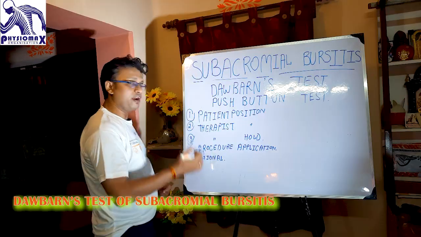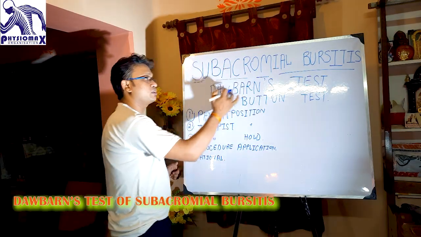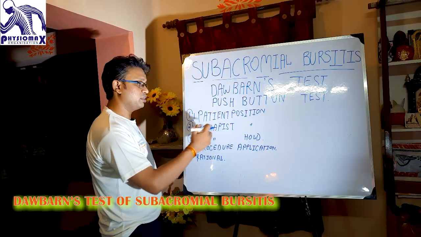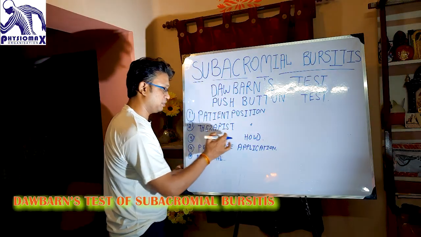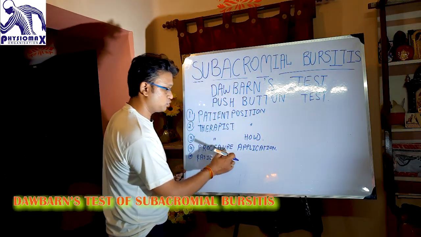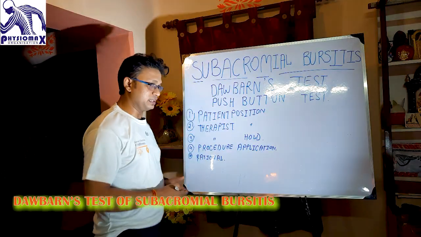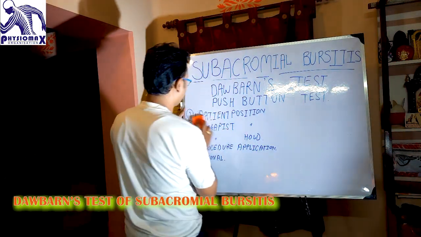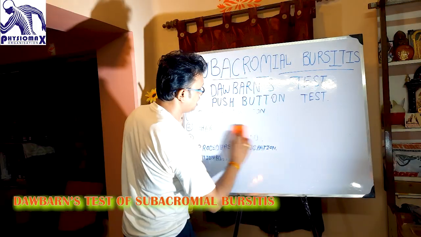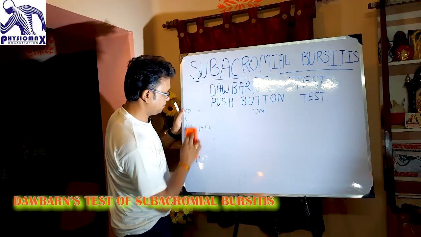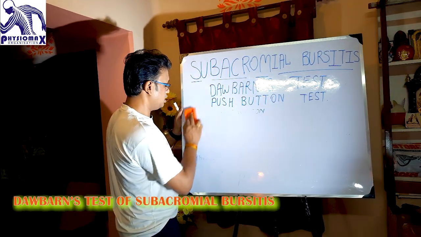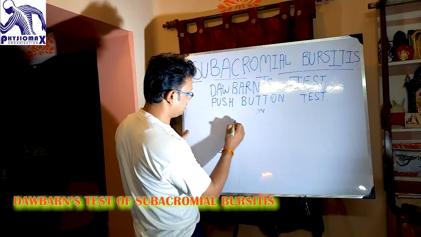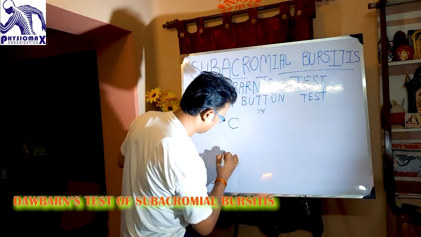Under these five points only we will read the special test of DAWBARN'S test or the push button test. So what is the first point? Patient position. The second point is the therapist position. The third point is the therapist hold. The fourth point is the procedure of application, and the fifth point is the rationale. One by one we will see the position of the patient and the therapist's procedure while doing this DAWBARN'S test. First you need to make the patient get seated.